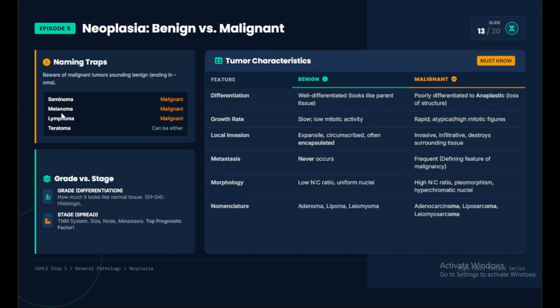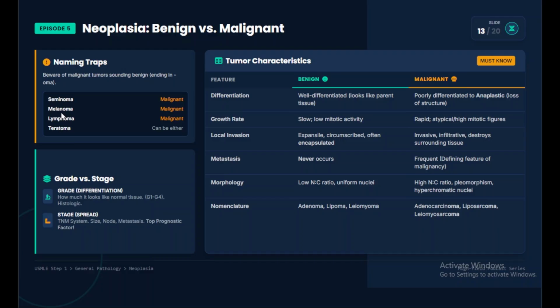Now there's something called grade versus stage, and you should know the difference. What's the difference between grade and stage? Grade is how much the tumor looks like the original tissue. G1 means well differentiated, right? And G4 is poorly differentiated. It's anaplastic, and it helps predict aggressiveness. The higher the grade, the worse the aggressiveness, right?